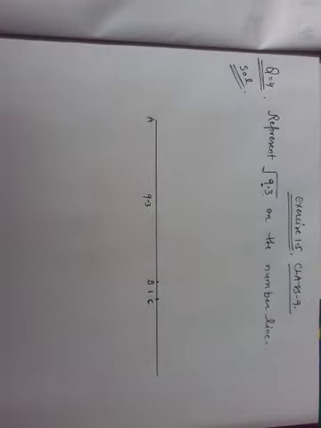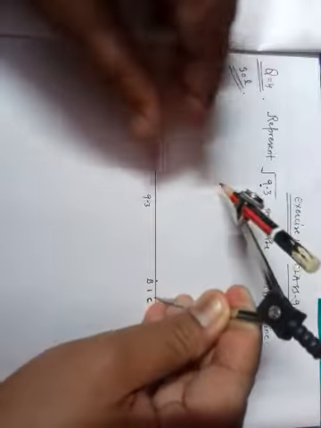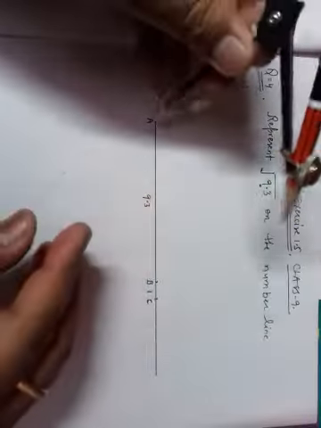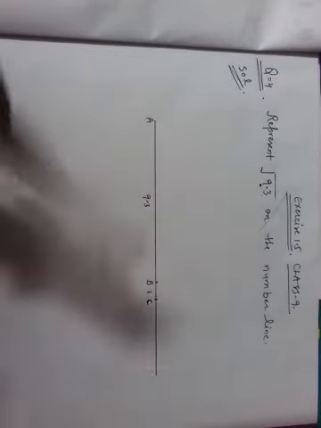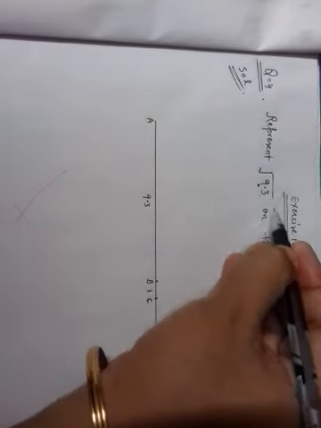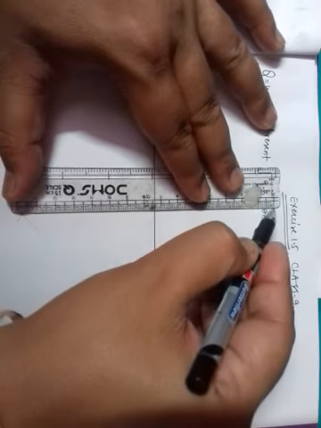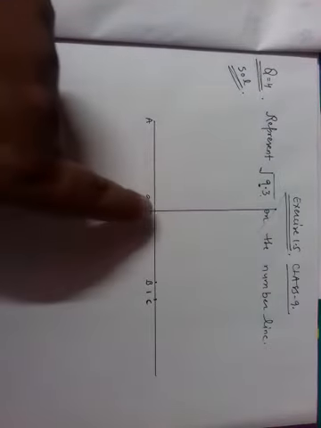Now take the midpoint of AC. Midpoint of AC. For this, what we will do? We will do by this method. Bisector. This is the bisector of the line AC. You can do directly also, but I normally prefer this bisector by using compass. So this is the midpoint.